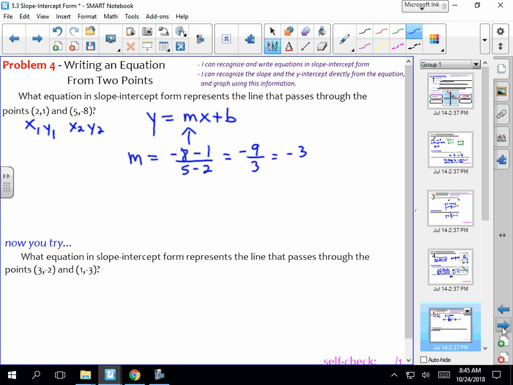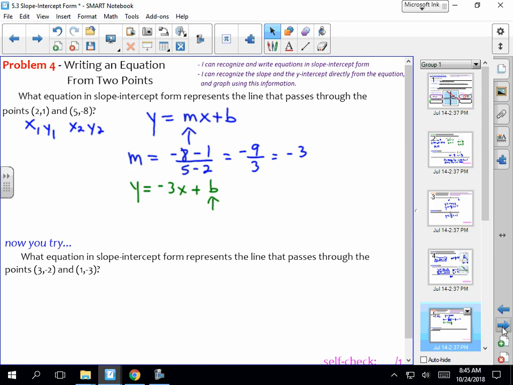So now I have m. They didn't give it to me directly, but I've got it. So here's what I have so far. y equals negative 3x plus b. Now, to do what I did in the previous two sample problems, I need to figure out what b is. They don't tell me what b is.